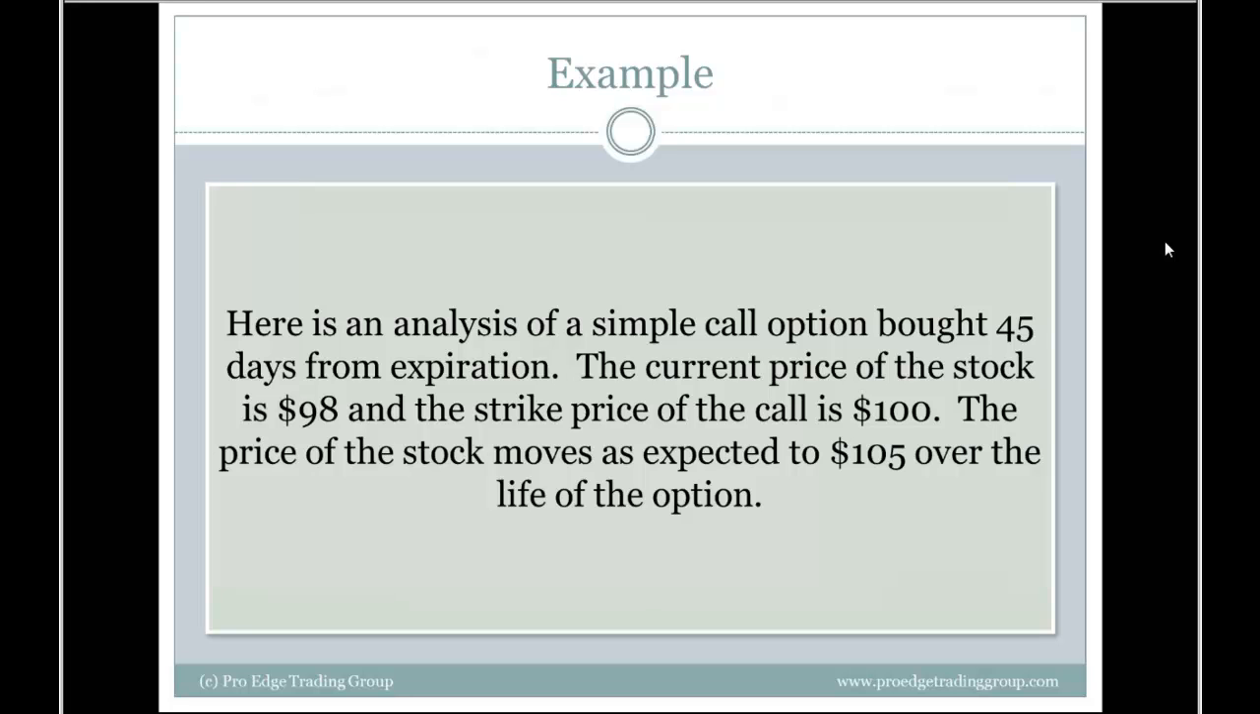The price of the stock moves as expected to $105 over the life of the option. Okay, sounds like a pretty straightforward trade. I'm buying a long call. The price moves up past my strike. It's starting to build up intrinsic value. It's moving up to 105. If I held that all the way to expiration, I'm going to have a call option that's worth $5.